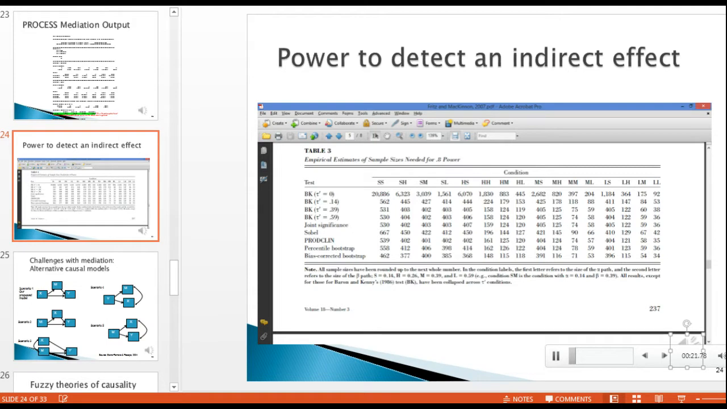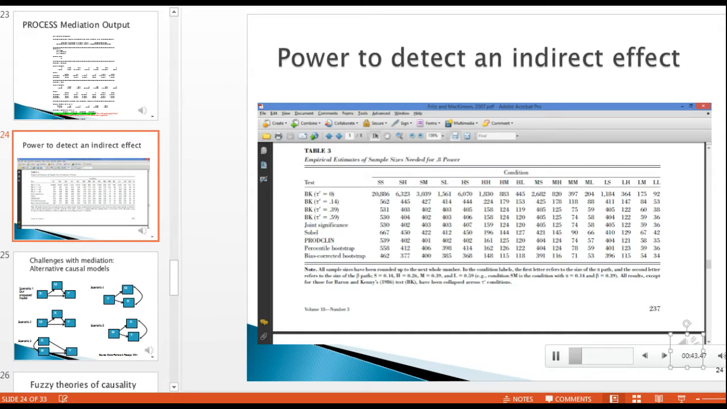Please don't let all the formulas intimidate you in this piece. The only place I really go in this article is to Table 3, and that's what I'm showing you here on this slide. It's on page 237. They did a bunch of simulations with different effect sizes on the A path and the B path, so different B weights.